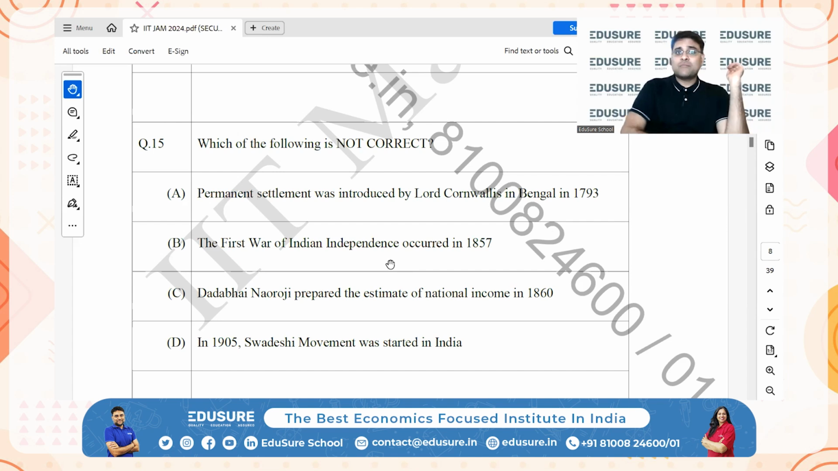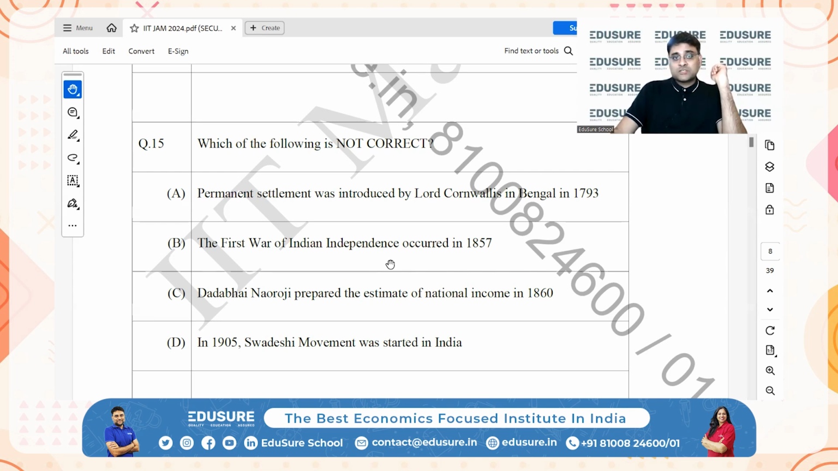Third statement, Dadabhai Naoroji prepared the estimate of national income in 1860. This statement is incorrect. While Dadabhai Naoroji is credited with the pioneering of the estimation of the national income, he published his famous work called Poverty and Un-British Rule in India, which discussed the national income estimation much later, not in 1860. His work on national income did not come in 1860.